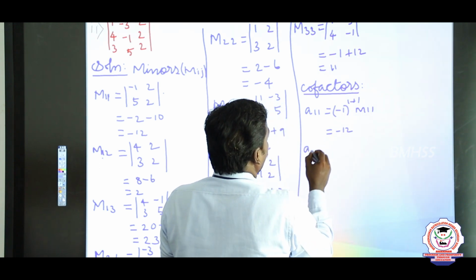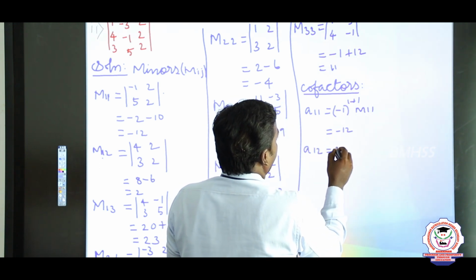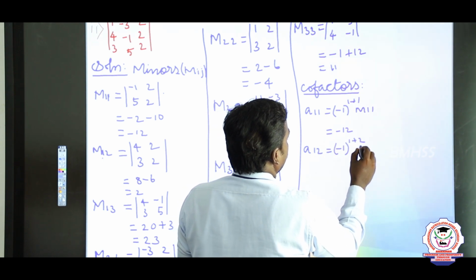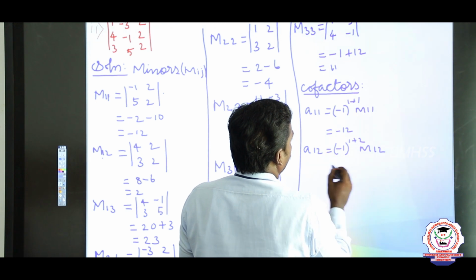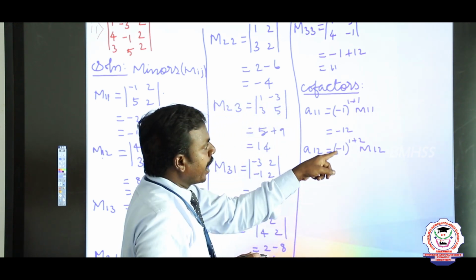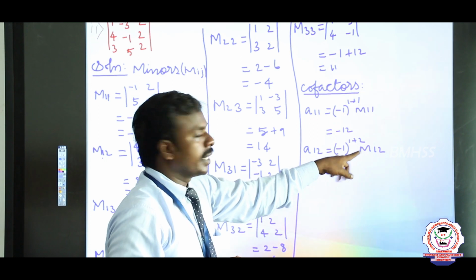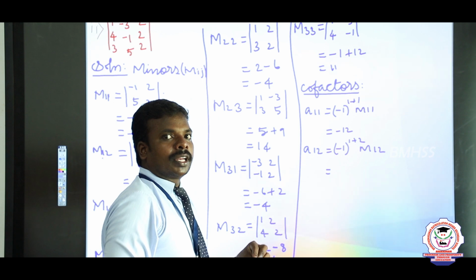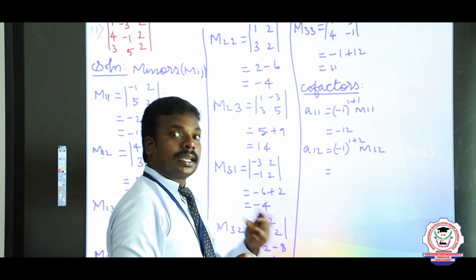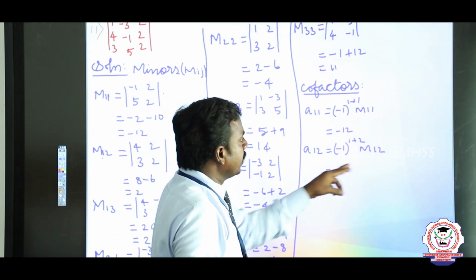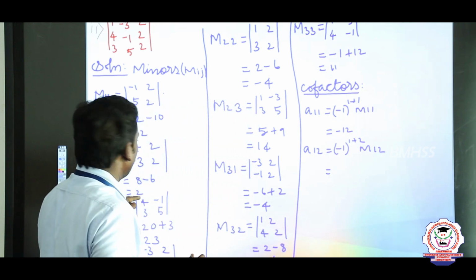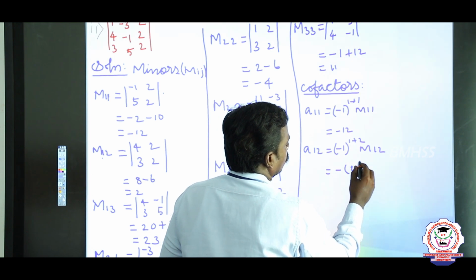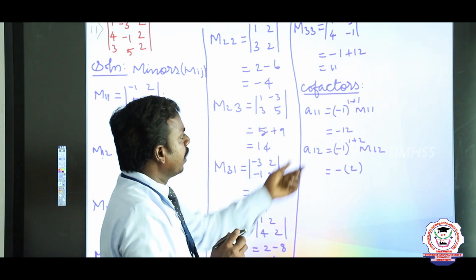Next, A12. Listen, so minus 1 whole power 1 plus 2 into M12. From this, 1 plus 2, that is 3, an odd number. If you get an odd number in the power, you will get a negative sign, that is minus. Into M12 value, which is plus 2. So minus into plus 2, minus 2 is the answer of this A12.